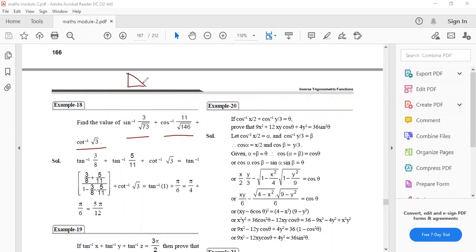Simply we have to go to the triangle. Sine inverse 3 upon root 73. 3 upon root 73. The square of root 73 is 73. The square of 3 is 9. So this should be 64. So that is 8. Yes or no? 8 square will be 64. So it will be tan inverse 3 by 8. Yes. Sine inverse 3 by root 73 is tan inverse 3 by 8.